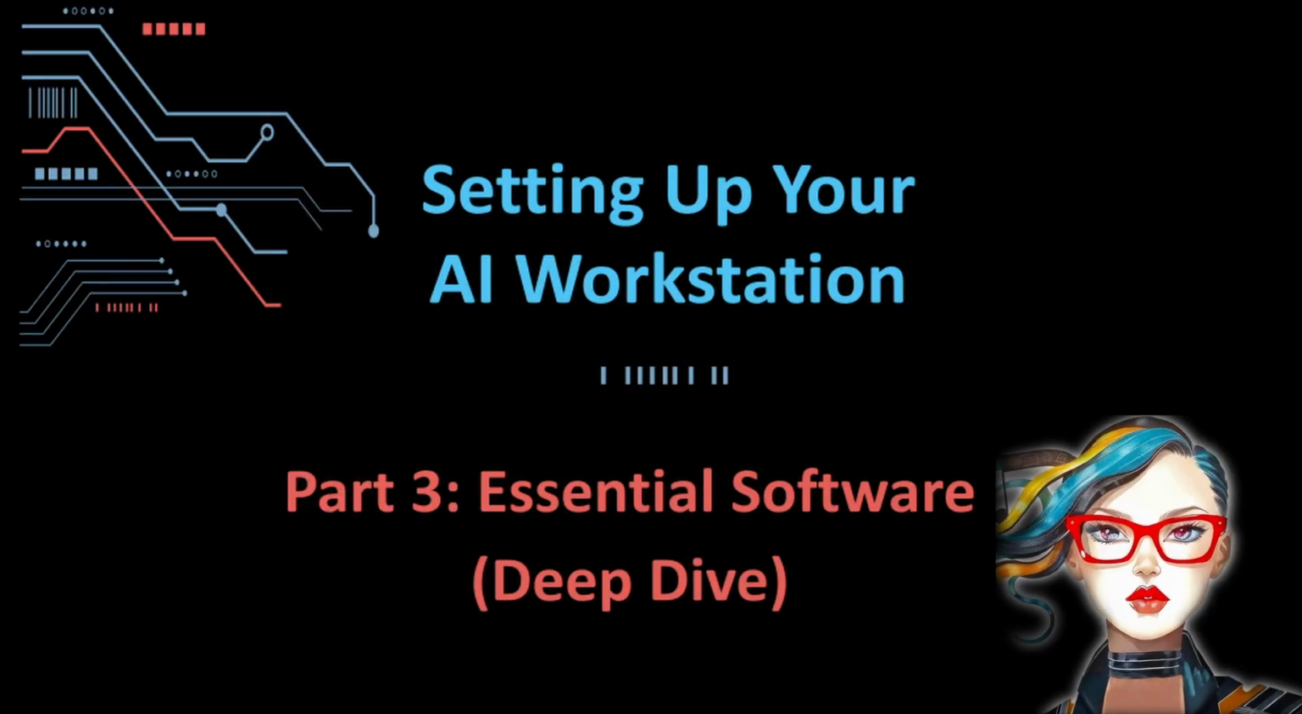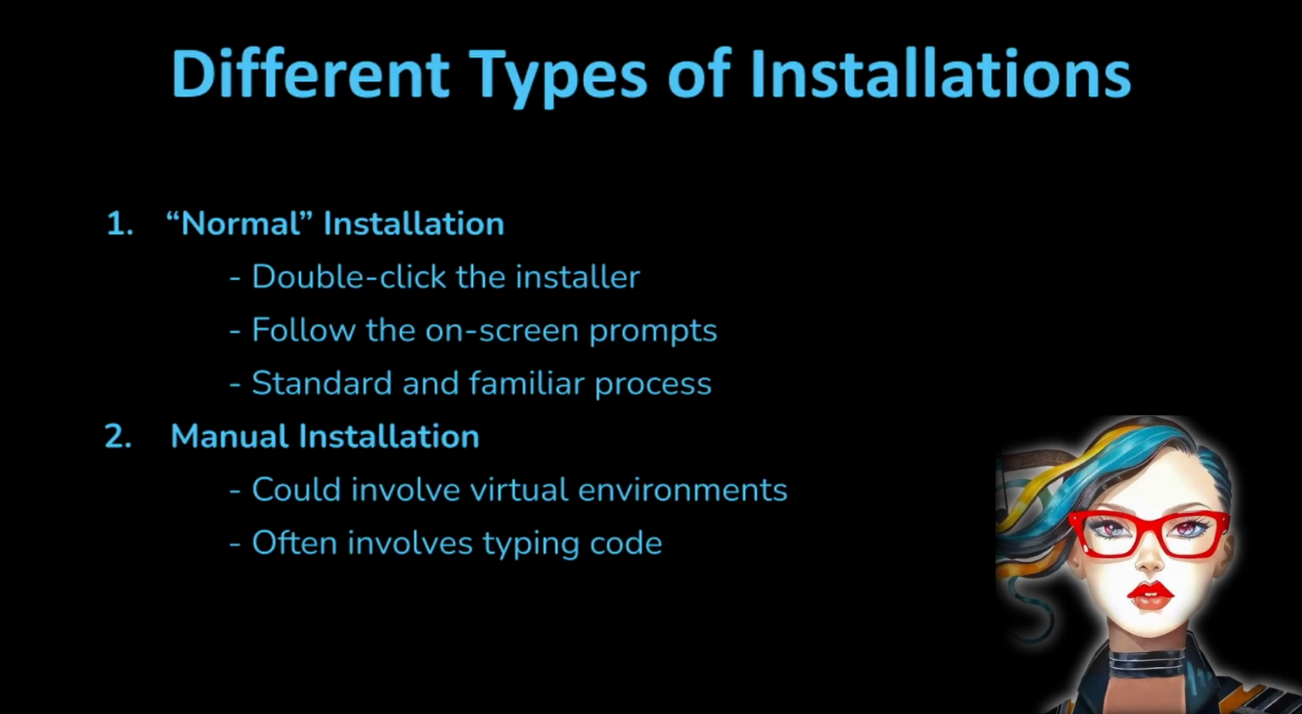In this video, we are going to discuss software, but before we jump into installations, let's clarify an important distinction between the two types of installation methods you will encounter. The first is normal installation. This is the familiar process where you double-click a file, follow the on-screen prompts, and the software installs automatically.